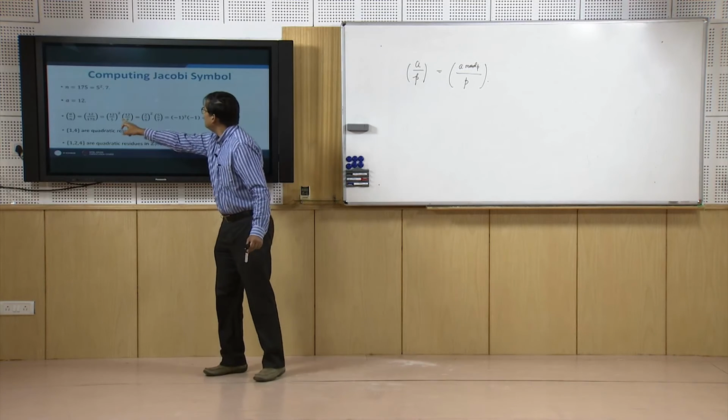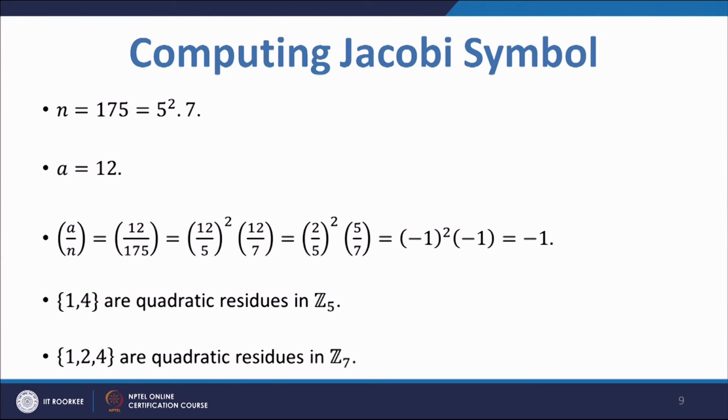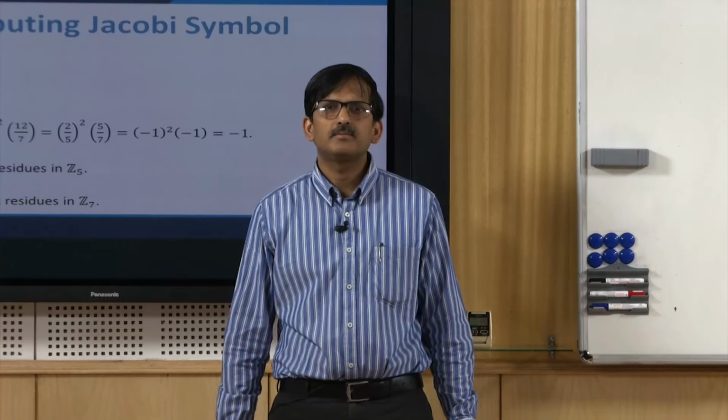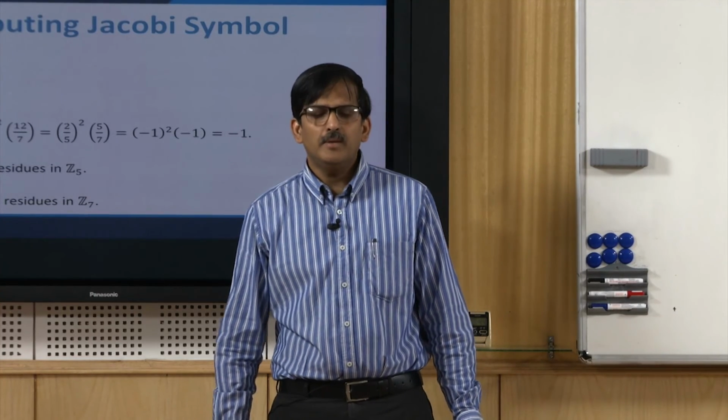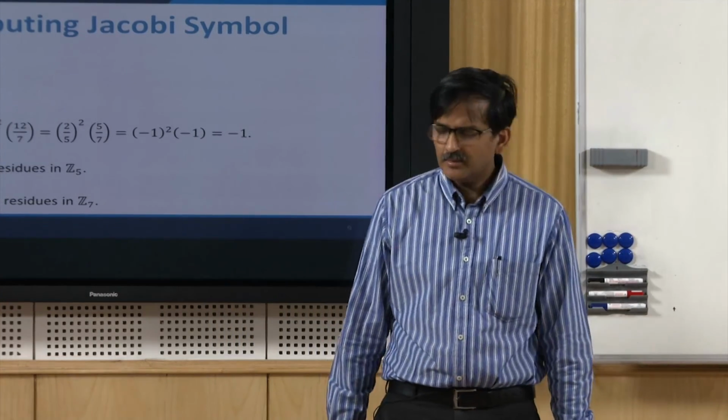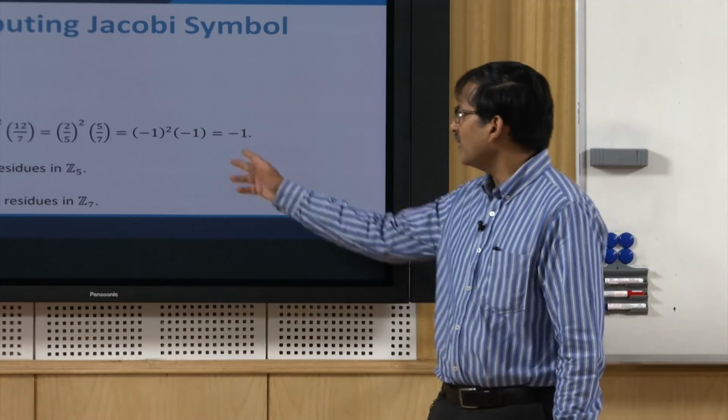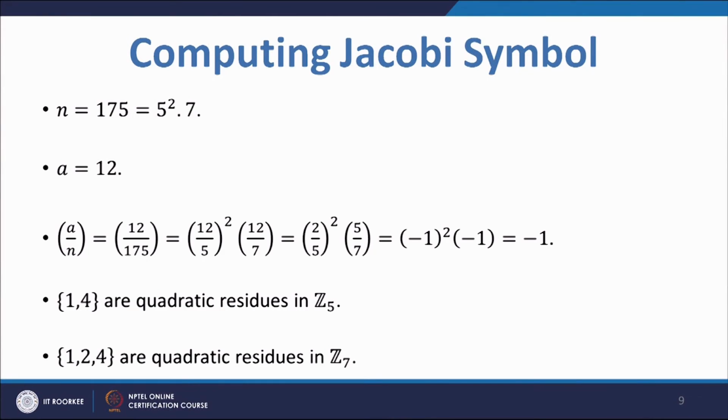So, I reduce it to (2 by 5) whole square and 5 by 7, and now we can directly calculate the Legendre symbols by using Euler's criterion. If we do that, we will see both are -1, and then if we calculate the product, I will get -1. So, we have got the value of the Jacobi symbol.